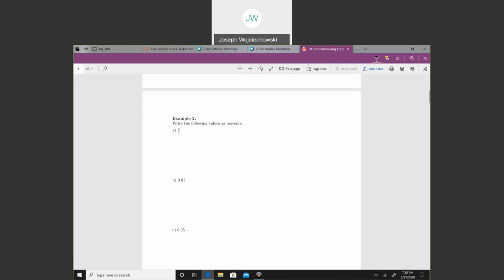Okay, another example. Again, write the following value as a percentage. Now we already have it as a part over the whole. So 3/4 times 100%. 3 divided by 4 is 0.75 times the 100%, or 75%.